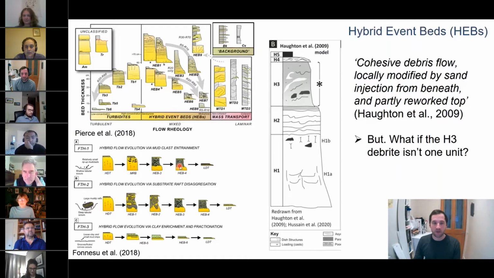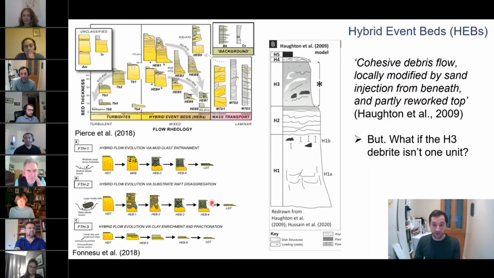Since that original work, a lot of people have looked at hybrid event beds in general using fast track model approaches and have shown variability across the deposits in general, but also within the H3 unit. They've shown that H3 varies in terms of composition, character, and texture, and often those variabilities change in terms of transitional boundaries across the fan surface.